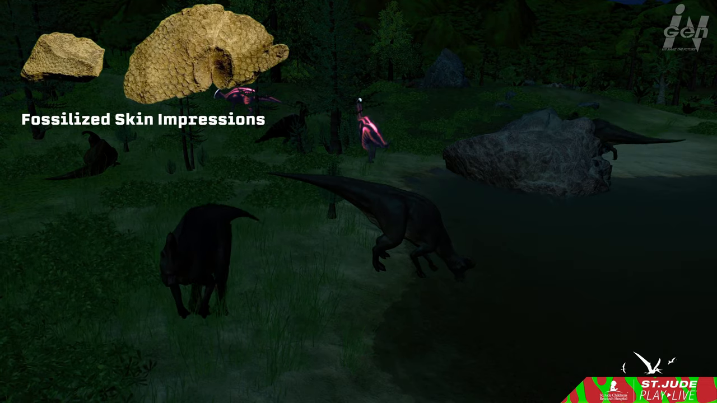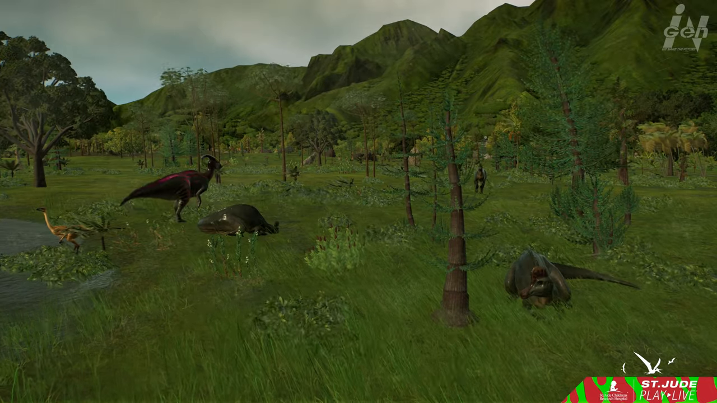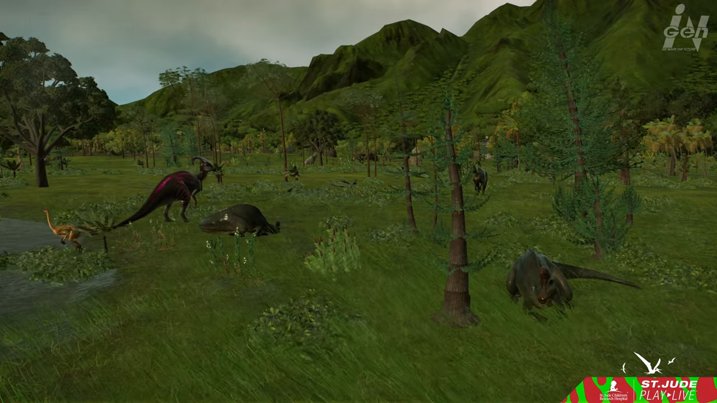Finally, one of the most unique discoveries about this dinosaur comes from discovered skin impressions that indicate that the body of Corythosaurus was covered in small scaly bumps of several types.